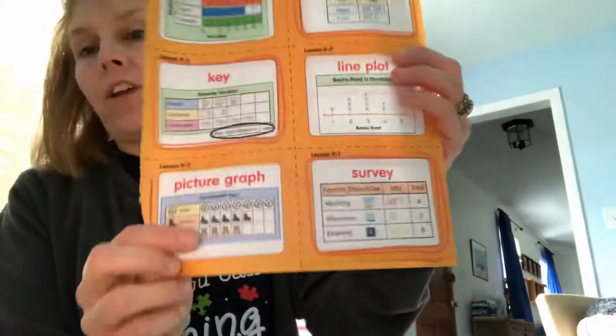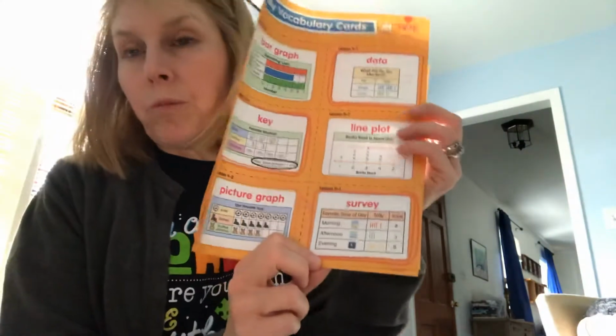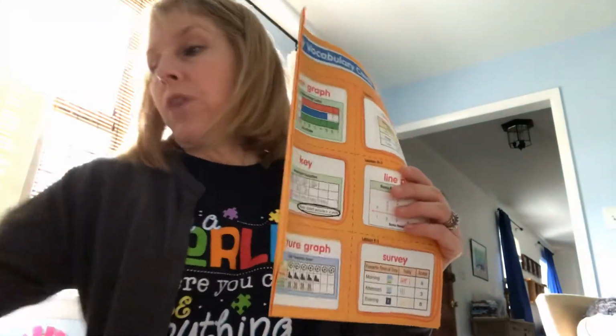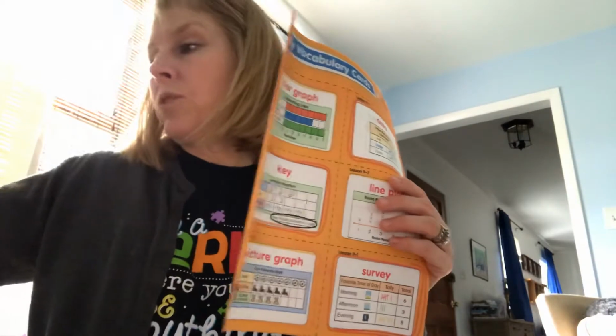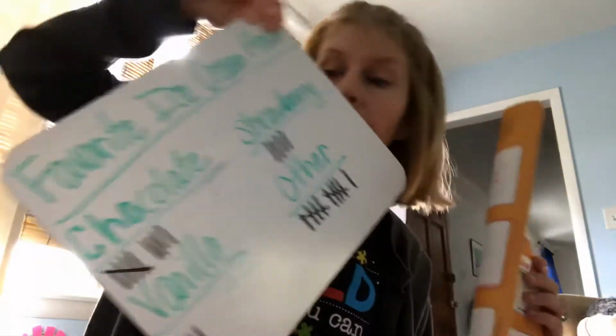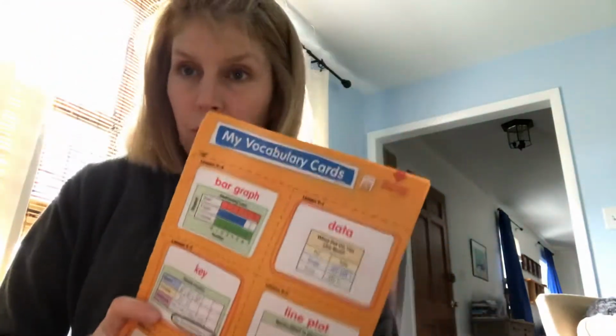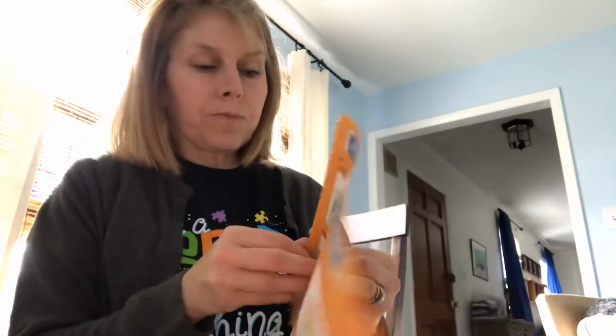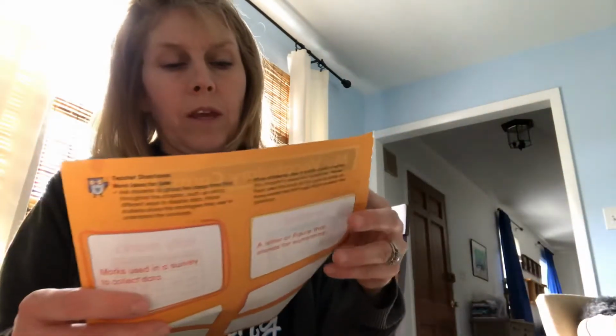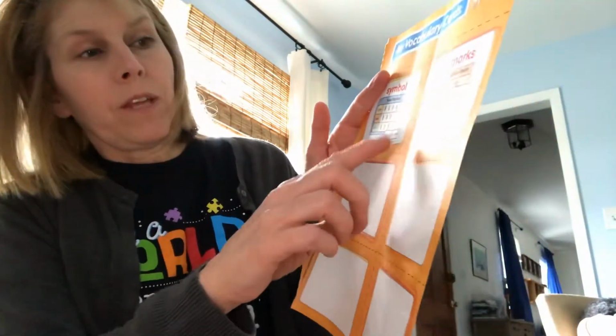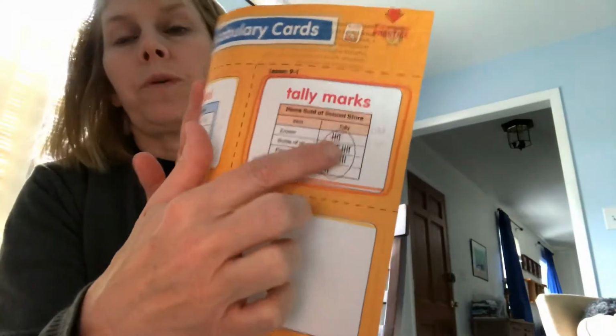A picture graph, very easy. It uses pictures. A survey is when you ask questions. Remember, yesterday I assigned for you to take a survey of your household, of your favorite ice cream flavors. And we'll talk about that right after I go over vocabulary. So a survey is when you ask a question over and over again. A symbol or the pictures. And then tally marks are when you put the numbers down. You always cross at the 5th one.